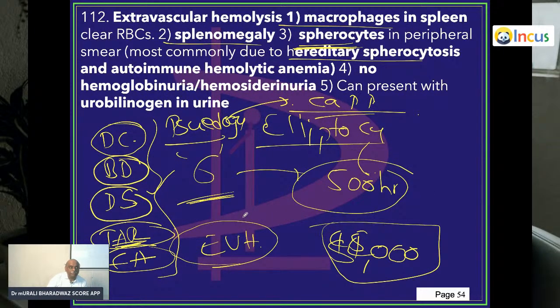What is that xanthine oxidase inhibitor used in gout called? Xanthine oxidase inhibitor. Two drugs. What is that?